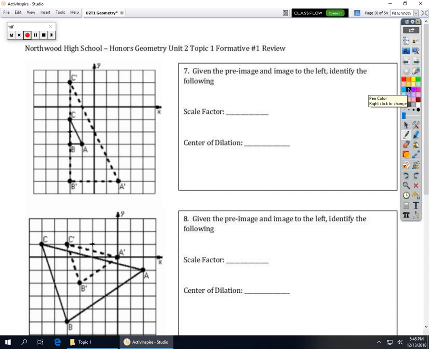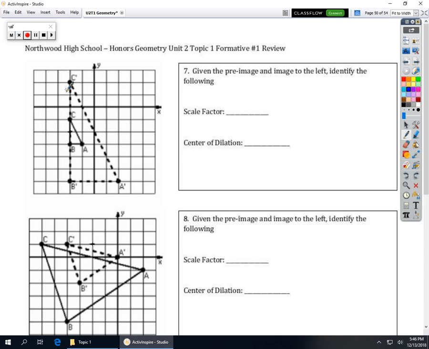Well, first we need to identify the image and the pre-image. The pre-image in this case is the smaller one. The image is the larger one. So if it's from smaller to larger, you know the scale factor should be bigger than 1 because this is an enlargement. It's getting bigger.